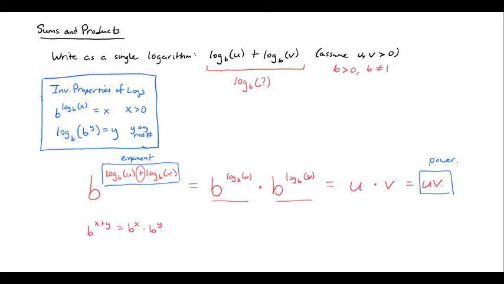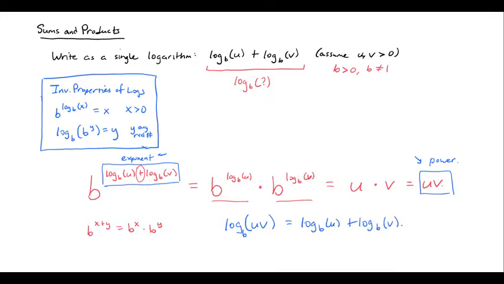And if I have an exponent here and a power here, then that means that I can write down an inverse statement. I can write down that the logarithm of that power, uv, the logarithm to the base b, is equal to this exponent. It's equal to log base b of u plus log base b of v.